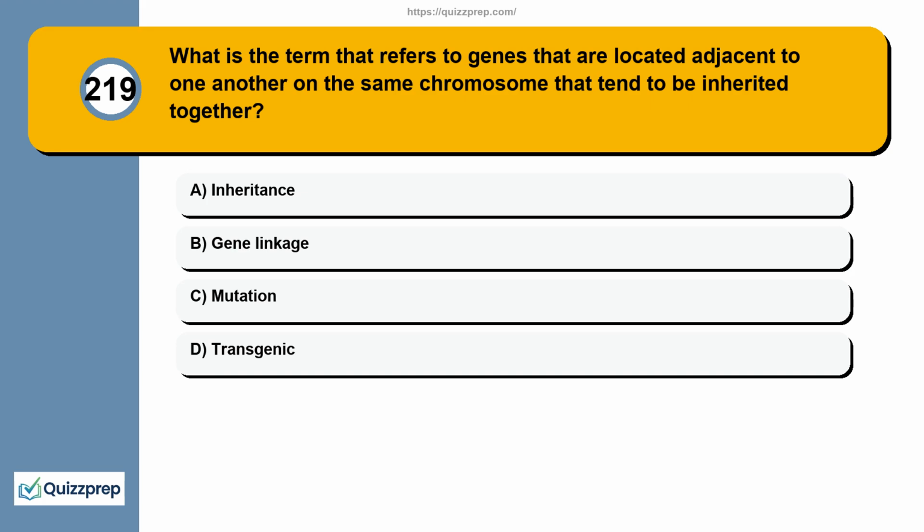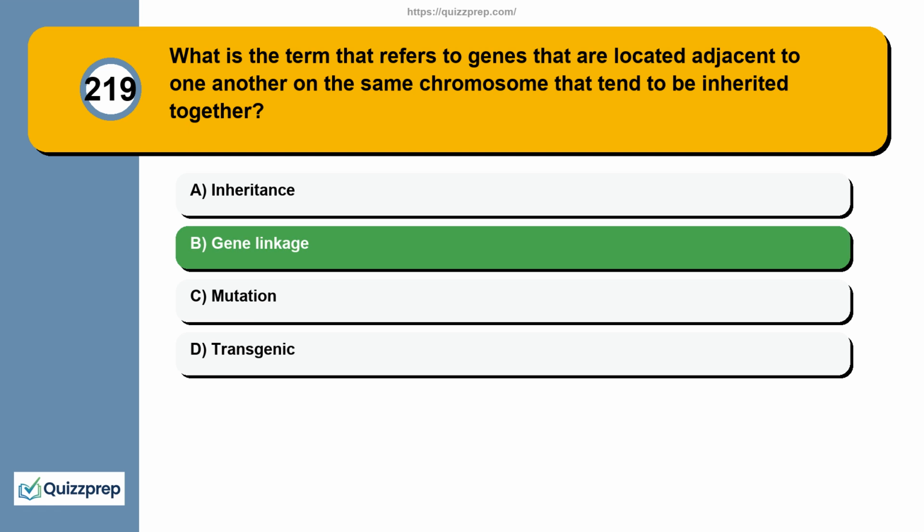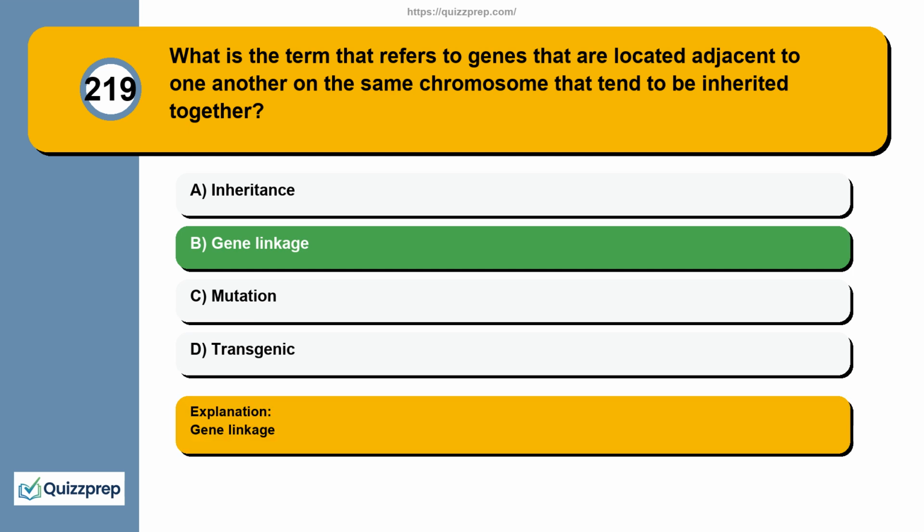Question 219. What is the term that refers to genes that are located adjacent to one another on the same chromosome that tend to be inherited together? Option A. Inheritance. Option B. Gene linkage. Option C. Mutation. Option D. Transgenic. The correct answer is option B. Gene linkage.